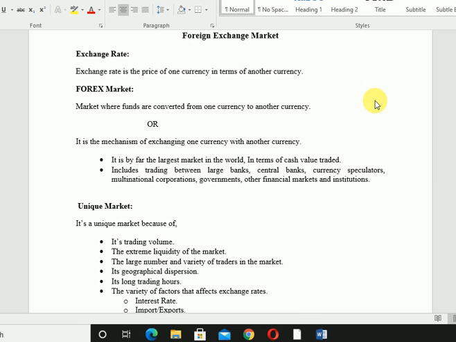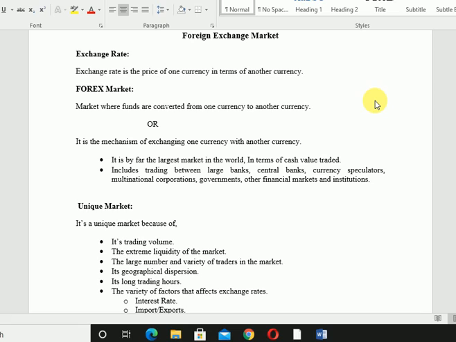For example, nowadays if we look at the exchange rate of the dollar with Afghani, $1 equals 77 Afghani. It means if we want to convert $1 to Afghanis, we will get 77 Afghani instead of $1. So that conversion rate or that ratio, 1:77, is called exchange rate.